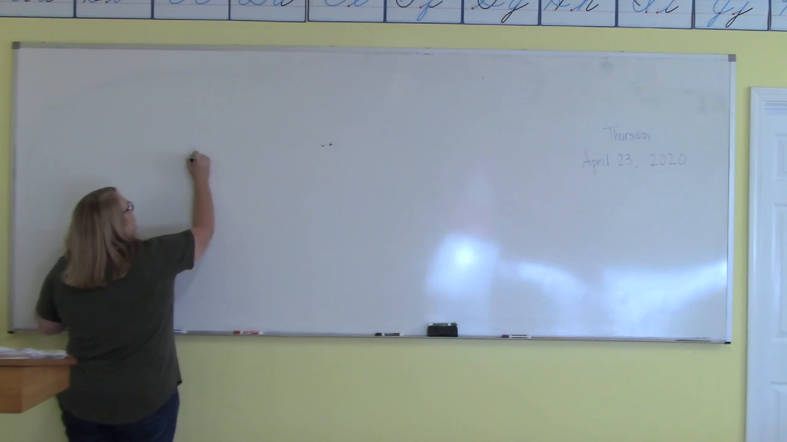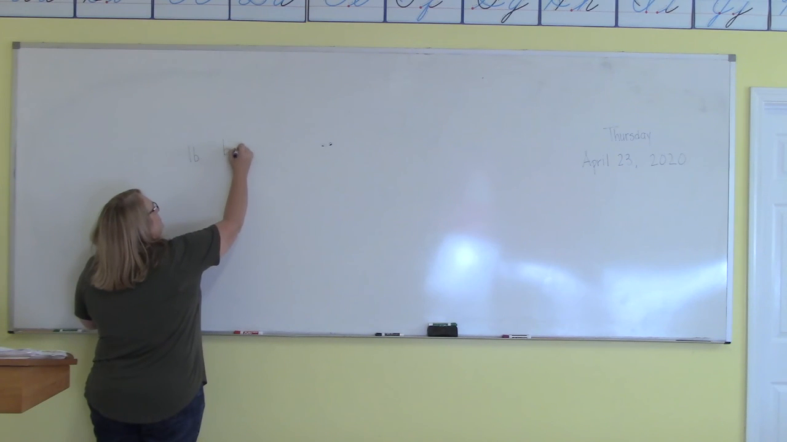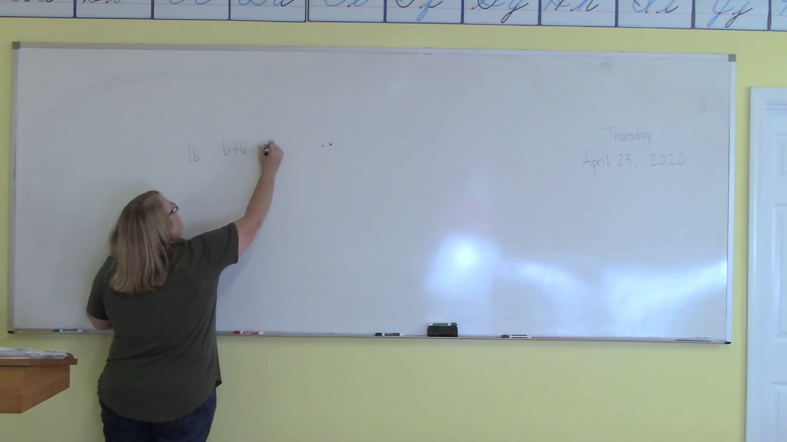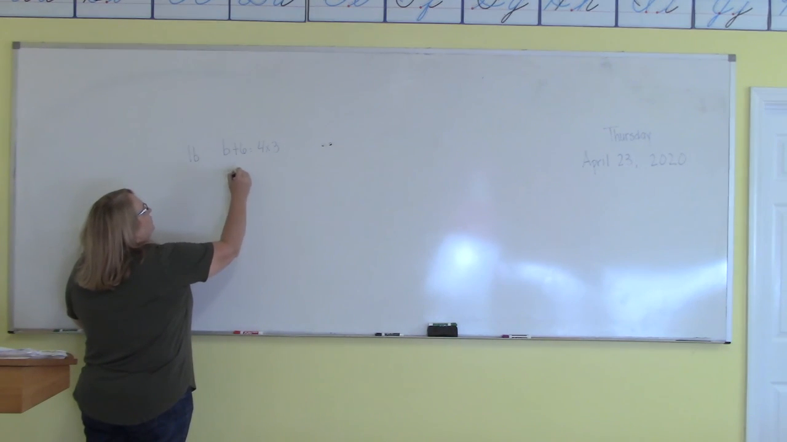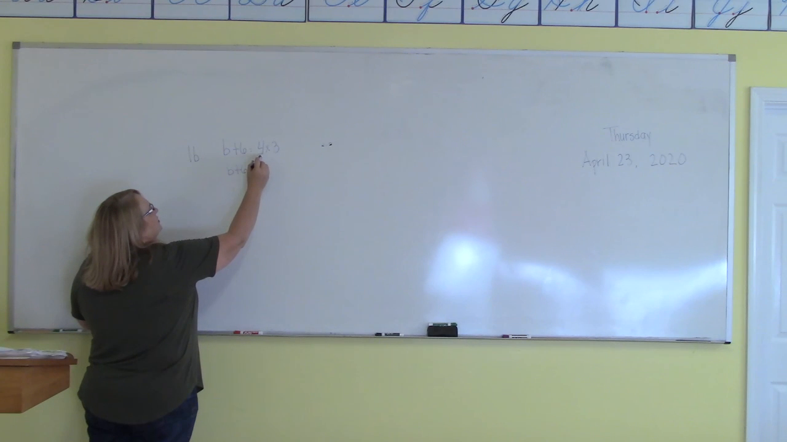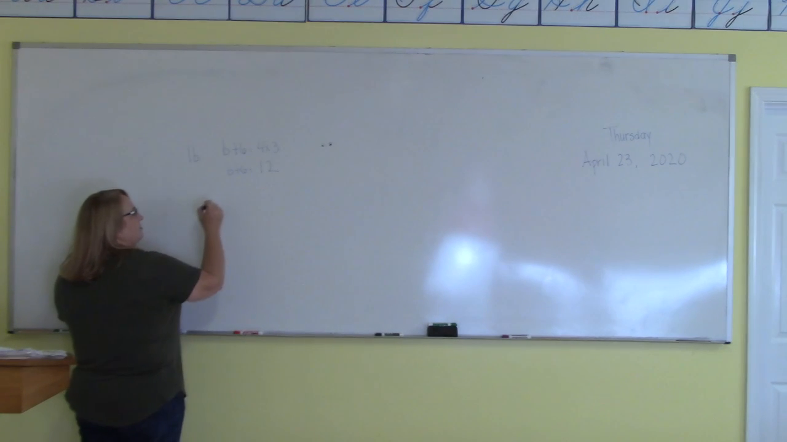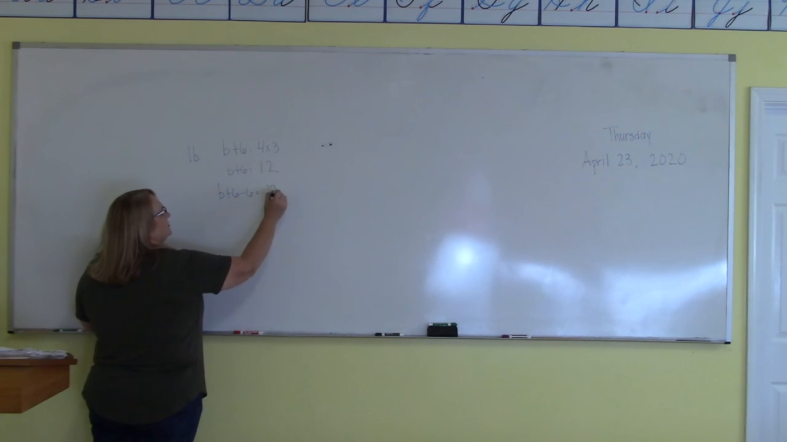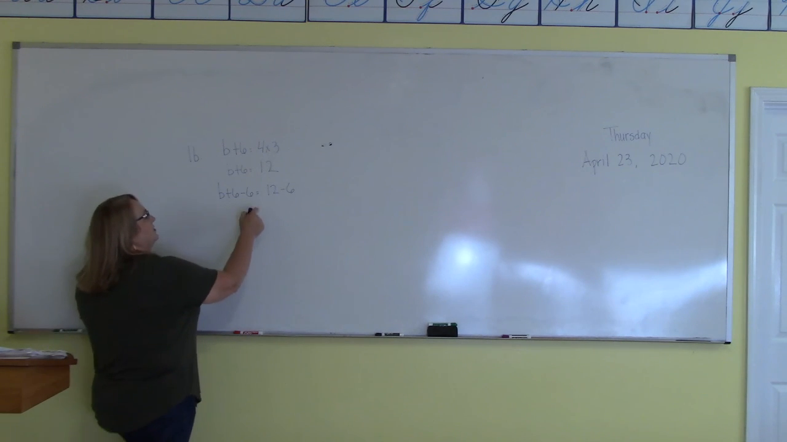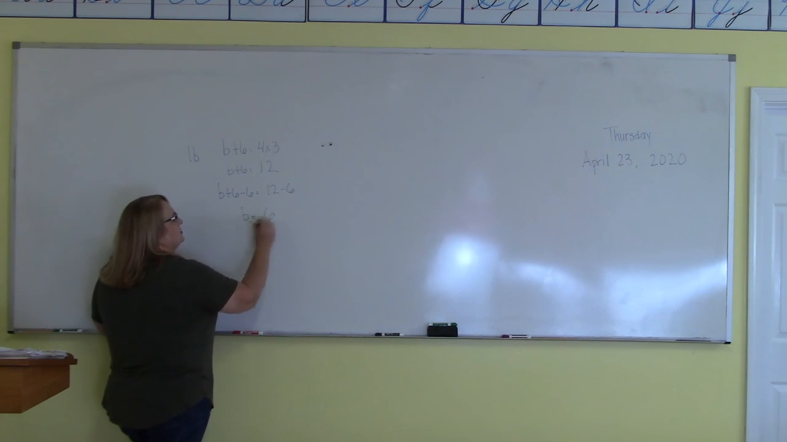All right, 1b. b plus 6 equals 4 times 3. Solve what we know first. b plus 6 equals, what's 4 times 3? Good, 12. Okay, now we have to get b by itself. b plus 6 minus 6 equals, what we do to one side, we subtracted 6, we're doing to the other. 6 minus 6 is 0, so that leaves b by itself. 12 minus 6 is 6.